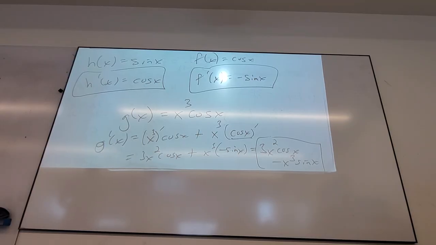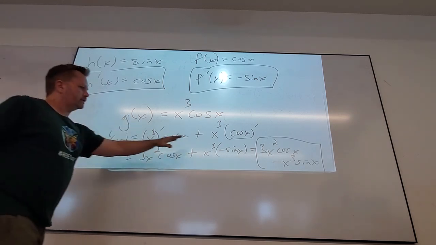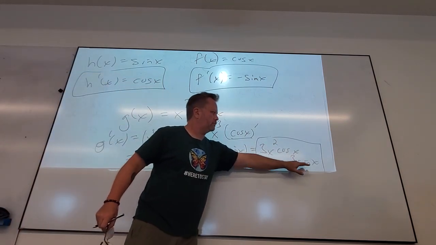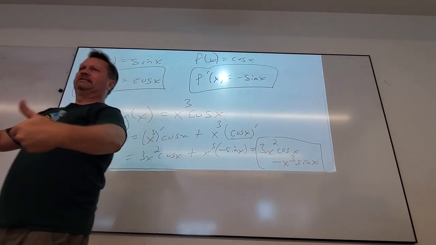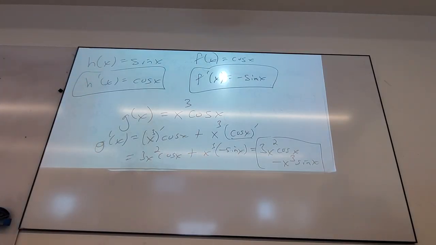If I change the value of x, that changes the value of x cubed. It also changes the value of cosine. So how quickly g is changing is dependent on how quickly each piece is changing. So it should be understandable it's going to become a little more involved. There's going to be more elements.